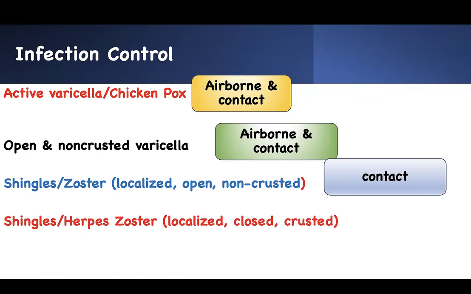But if they give you the same shingles and say it's localized and now closed, that means it has been crusted. There's no fluid in it. You can just cover it or just initiate standard precautions. It's for your information. If you master it, you're golden.